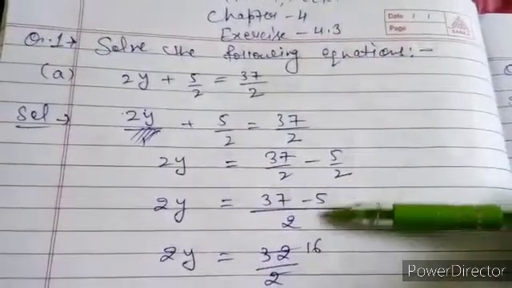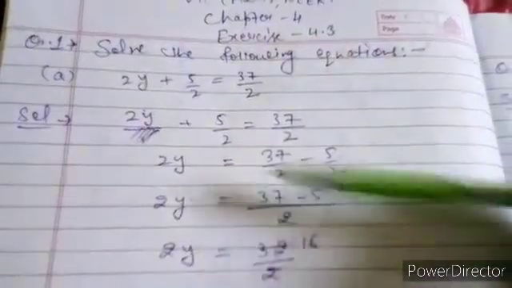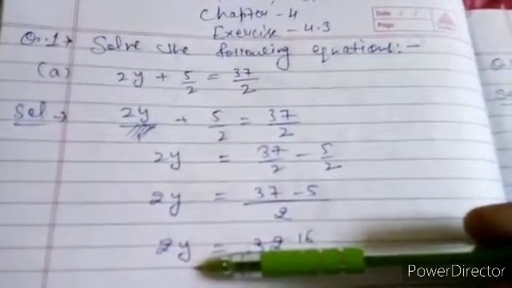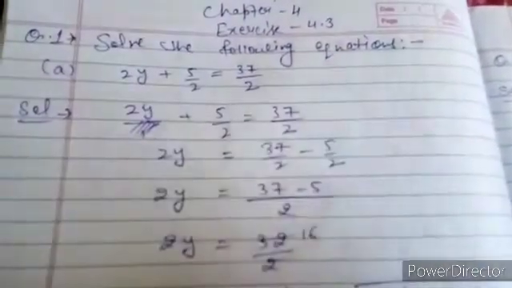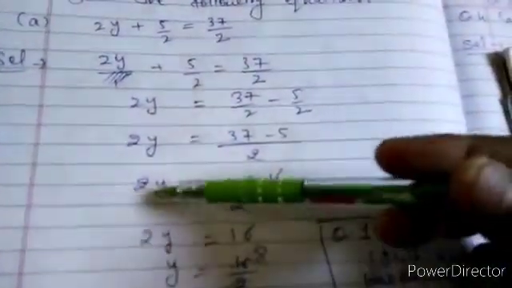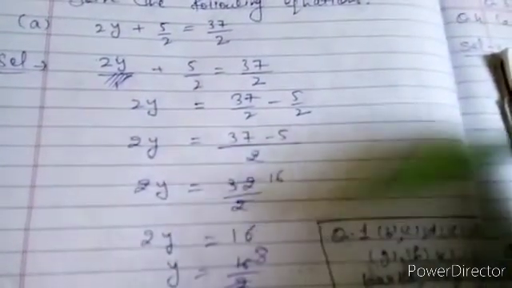After taking LCM, we will solve. We will get 32 by 2. Here in left hand side, it is 2y. But we need the value of y. So, 2 will be also shifted to the right hand side.